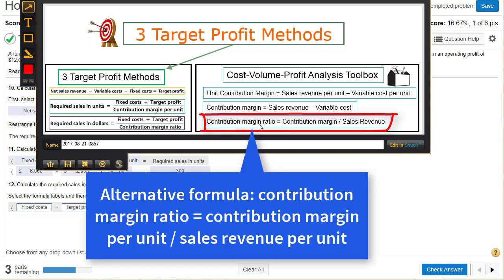Now, the trick to this contribution margin ratio is you can either calculate the contribution margin, which is the formula up here, revenue minus variable costs, or it's easier if you just turn this into contribution margin ratio using per unit. So in other words, this formula becomes contribution margin per unit divided by sales revenue per unit. So how do we calculate this contribution margin ratio using our actual data?